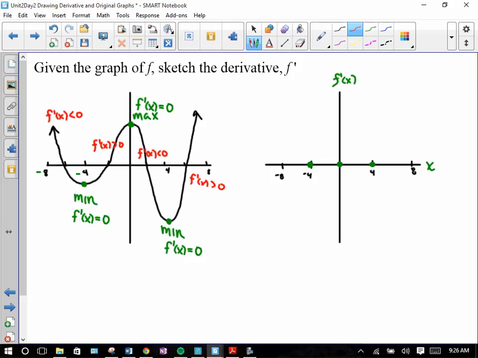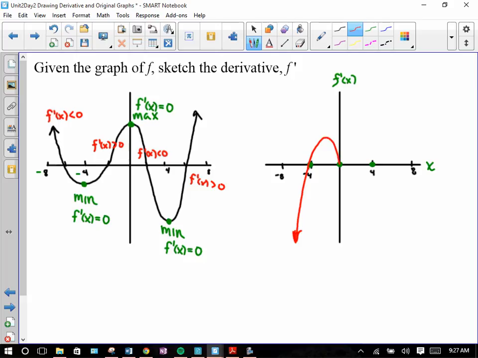Alright, so now all we need to do is sketch our graph. Okay? So we know that from negative infinity to negative 4, this function is decreasing, which means that our first derivative is negative, which means that the y values of our first derivative are negative. So all the way down there. Then we know from negative 4 to 0, this function is increasing. That tells us that our first derivative is positive. So we know it's going to have positive y values up to there, come back down.